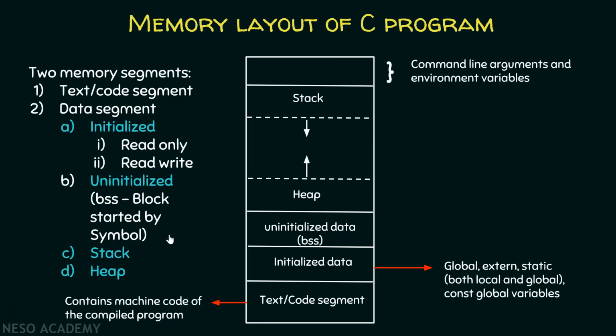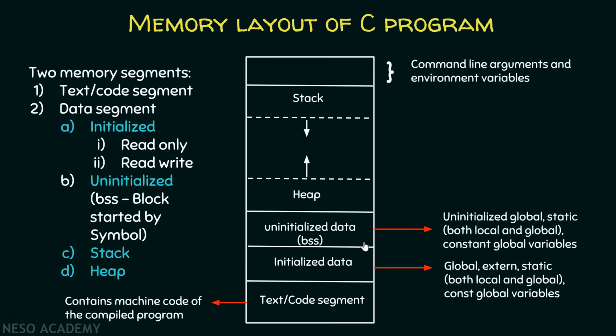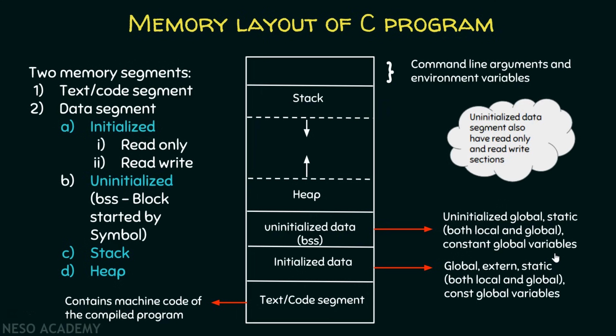Now, what is the purpose of this uninitialized data segment, which is also known as BSS segment or block started by symbol segment? Okay. Uninitialized data segment would consist of uninitialized global, static, and constant global variables. The variable, if it is uninitialized, will get stored into this segment. Otherwise, the variable which is initialized will get stored into this segment.